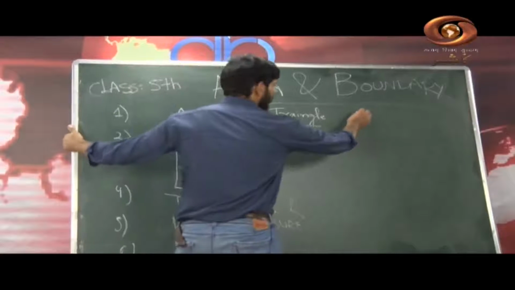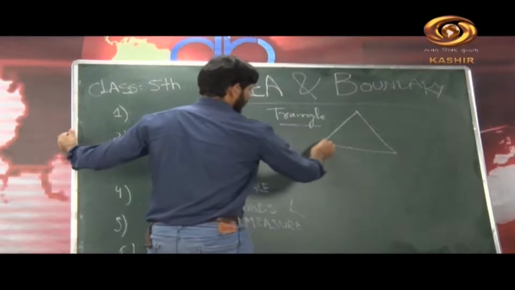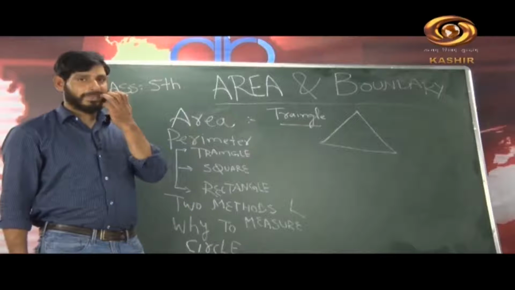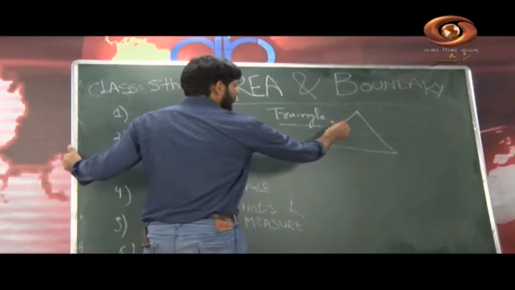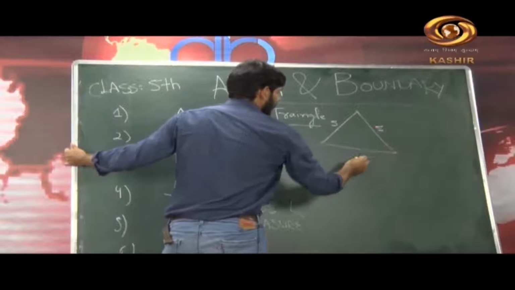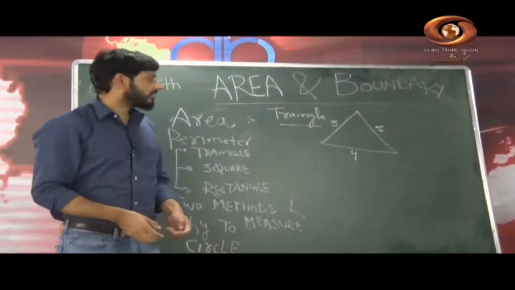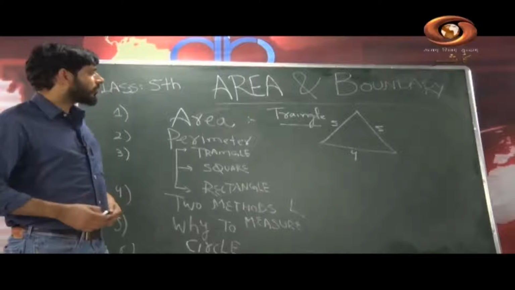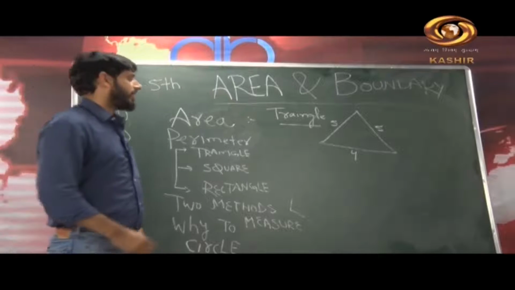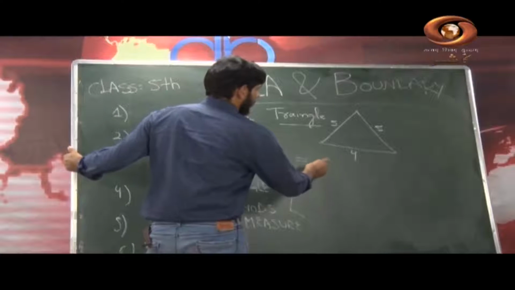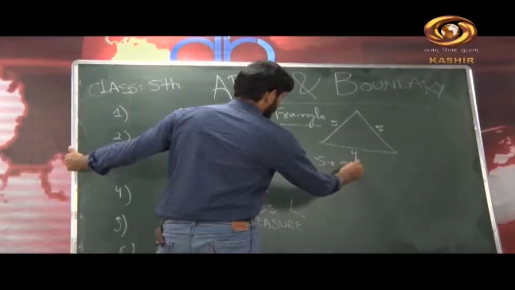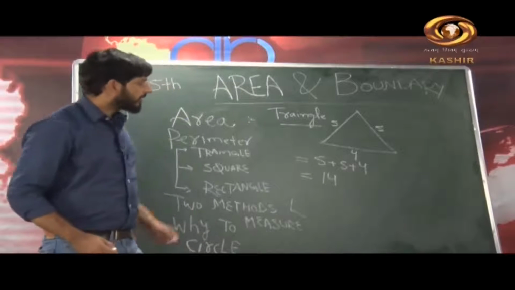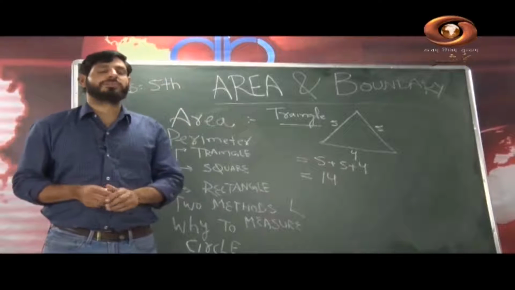So if I draw a simple triangle here, firstly let us calculate its perimeter, okay. Let this be 5, this be 5, this be 4. That is, it has 3 boundaries, 3 sides that are 5, 5 and 4. So calculating the perimeter of the present triangle is like measuring the length of its boundaries, that is 5 plus 5 plus 4, which is equal to 14.